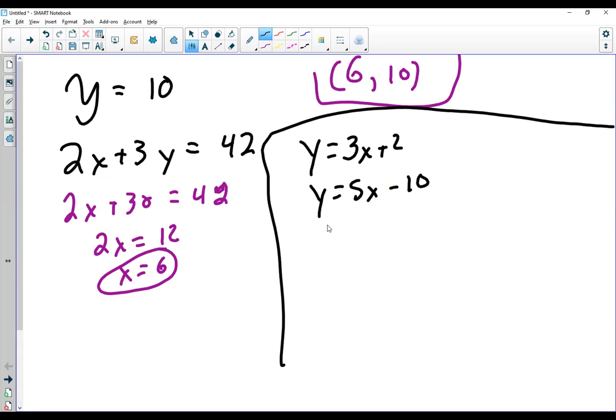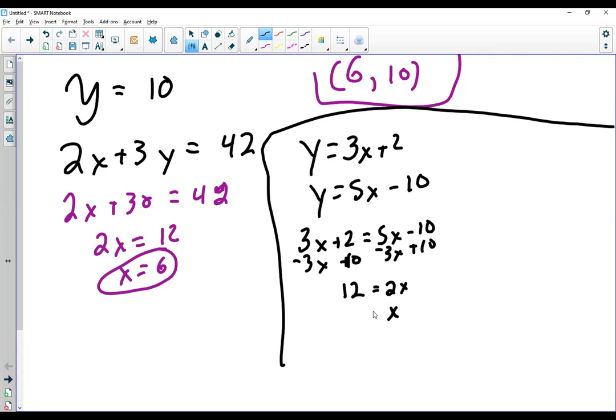Because they equal each other, I can set them equal to each other. 3x plus 2 equals 5x minus 10. I always like to move the smallest x. So 3 is smaller, so minus 3x, minus 3x. So I move the plus 10 to the other side. 2x equals 12. X equals 6.